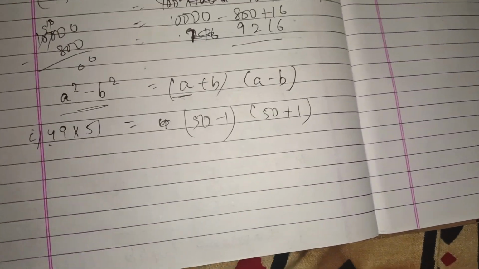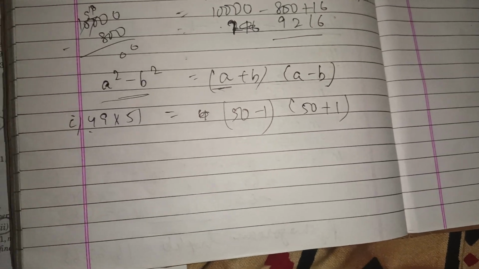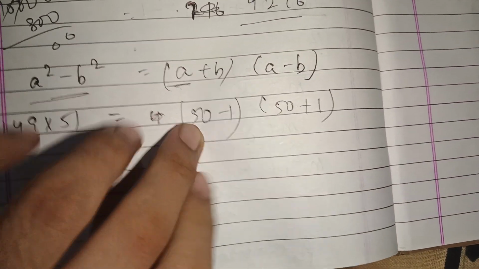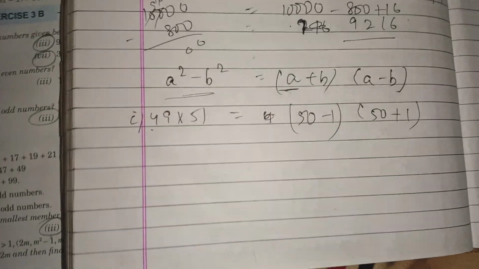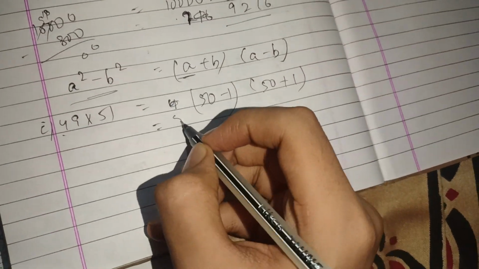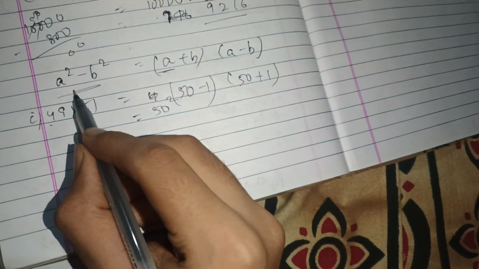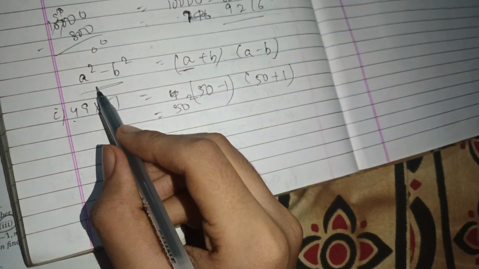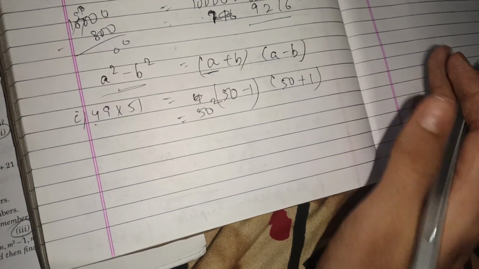Yes or no? Are you able to understand? 49 to 51. We can write as 50 minus 1. Here we can write as 50 plus 1. Is that clear? That is 50. Both are common, that we can take square.